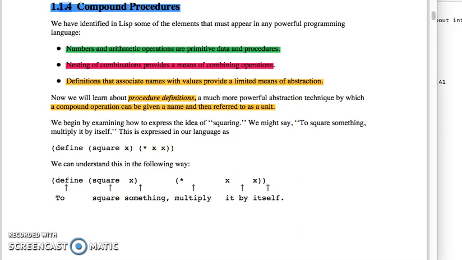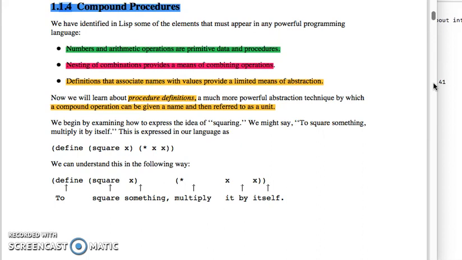Compound Procedures. We have identified in Lisp some of the elements that must appear in any powerful programming language. Numbers and arithmetic operations are primitive data and procedures. Nesting of combinations provides a means of combining operations. Definitions that associate names with values provide a limited means of abstraction. Now we will learn about procedure definitions, a much more powerful abstraction technique by which a compound operation can be given a name and then referred to as a unit.